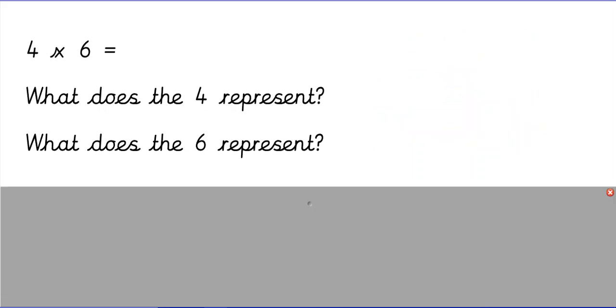Can you have a go at this one now? So you've got four groups of six. So four multiplied by six. What does the 4 represent? What does the 6 represent? 4 lots of 6. Pause the video and have a go.